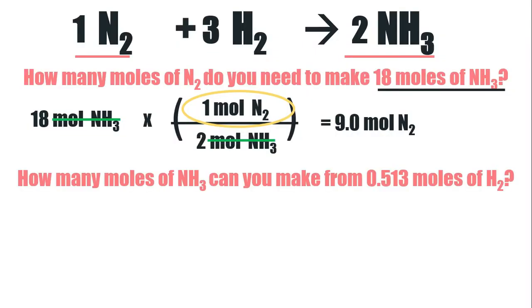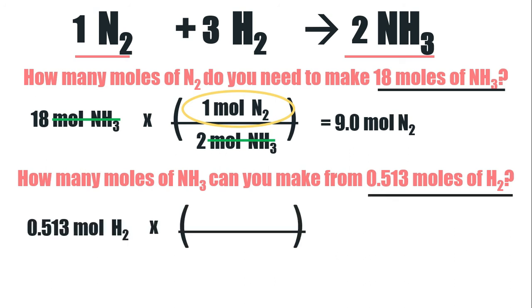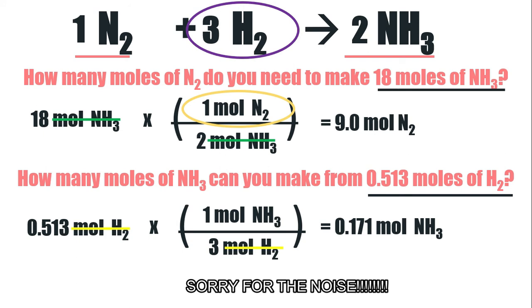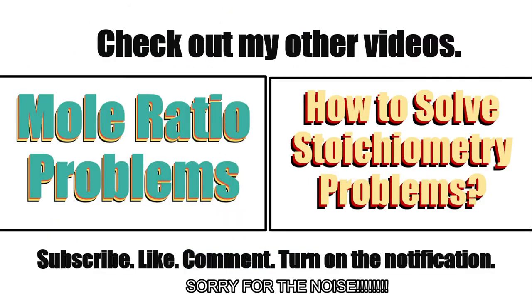Next, how many moles of ammonia can you make from 0.513 moles of hydrogen? Same process. Start with the given, multiply by the ratio, copy the units of the given below plus the coefficient, then copy the unit of what is being asked plus the coefficient on top. Then cancel the same unit. This will give us 0.171 mole of ammonia. That's it for stoichiometry. You may check out other videos for the mole ratio problems and how to solve stoichiometry problems.